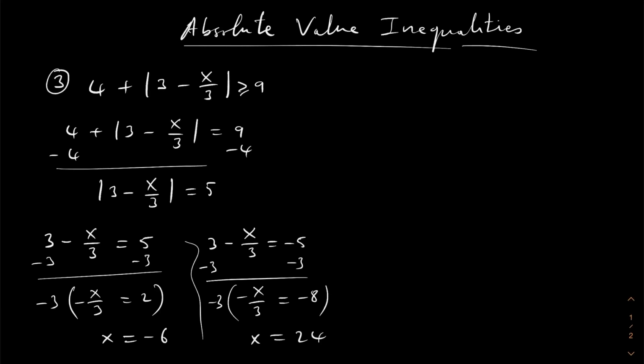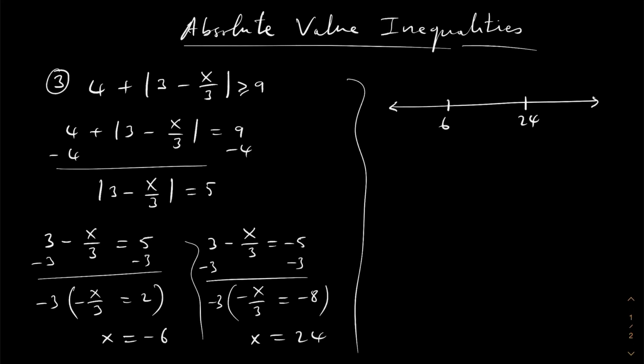After solving the equality version of our problem, our step 2 will be to check the regions to see which one actually works out for our original inequality. Putting negative 6 and 24 on the number line, we're going to check the middle region here that contains 0 in our original inequality, and we get 4 plus the absolute value of 3 minus 0 over 3 bigger than or equal to 9, question mark. 0 over 3 should give you 0, and so that in absolute value should give you just 3, plus 4 will give you 7.